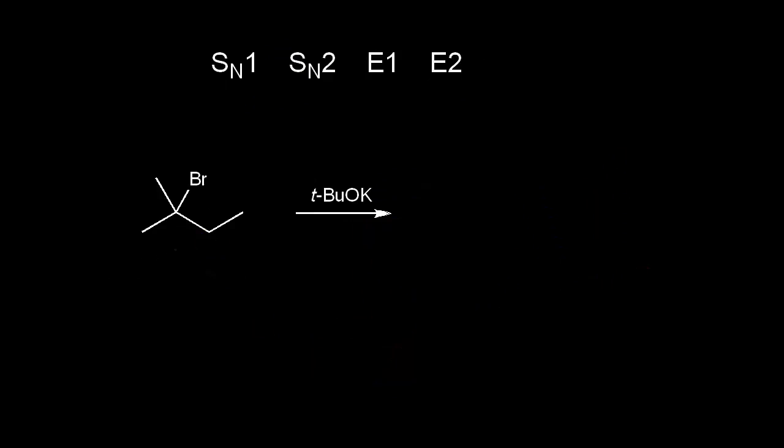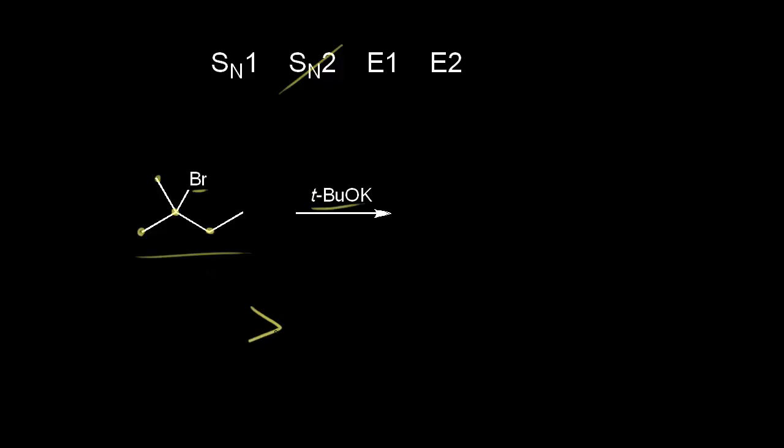First, we look at our substrate, and we can see that this is a tertiary alkyl halide. The carbon that is directly bonded to our halogen is bonded to three other carbons. So a tertiary alkyl halide is too sterically hindered to undergo an SN2 reaction, so immediately we know that that is out. And when we look at our reagent, this is potassium tert-butoxide.